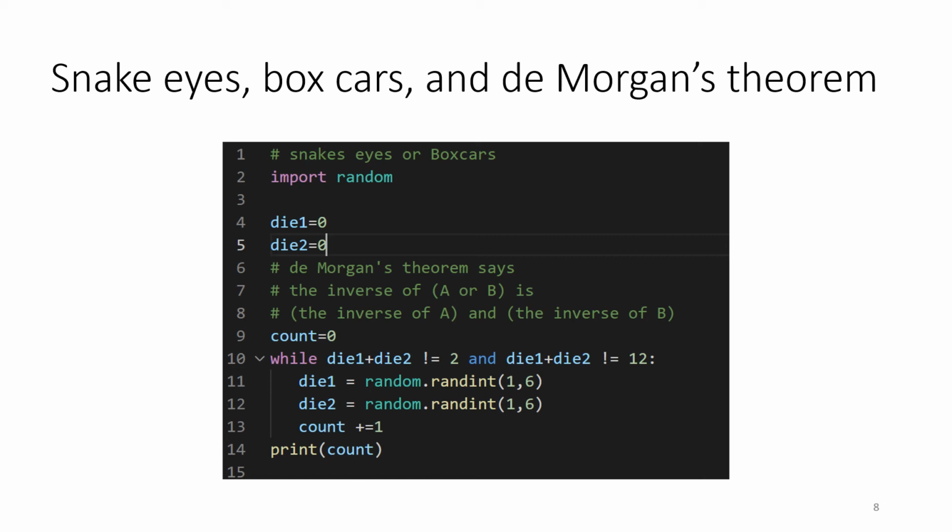So therefore, our condition that you see in 10 is while die 1 plus die 2 is not equal to 2, and die 1 plus die 2 is not equal to 12. We're applying De Morgan's theorem. So we had an OR condition for stopping, but we had to turn it into a condition to continue. And so we needed the inverse of that condition. And when we invert an OR, we end up with an AND.